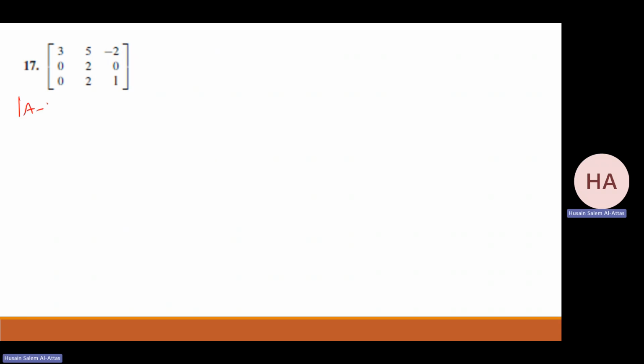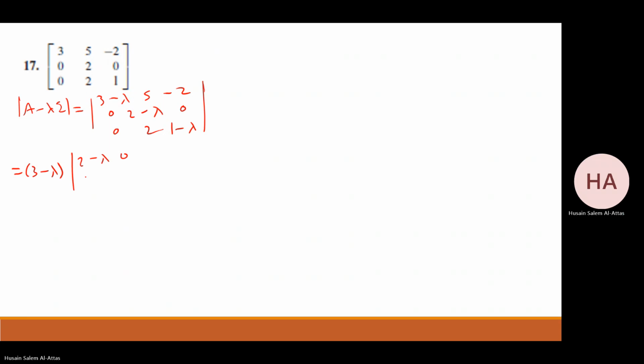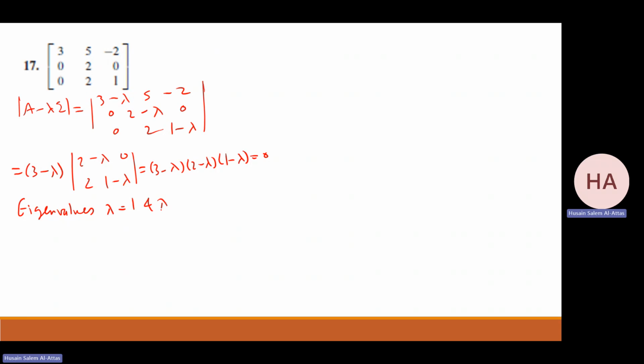Okay, so I have A minus lambda I: 3 minus lambda, 5, minus 2; 0, 2 minus lambda, 0; 0, 2, 1 minus lambda. Yeah, 3 minus lambda times the rest. That gives me 3 minus lambda, 2 minus lambda, 1 minus lambda equals 0. So what are the eigenvalues? Lambda equal 1, lambda equal 2, lambda equal 3.